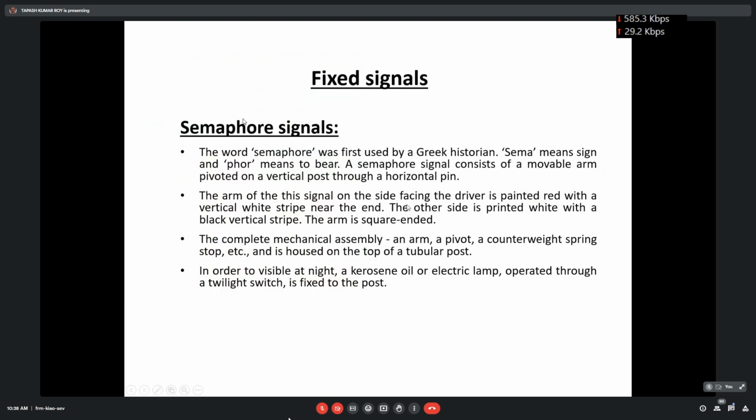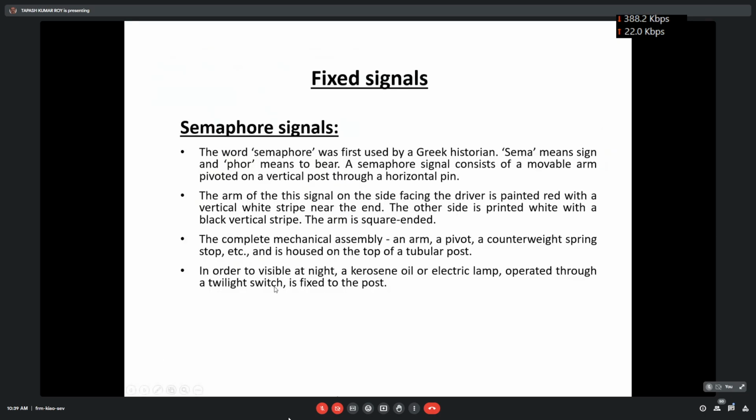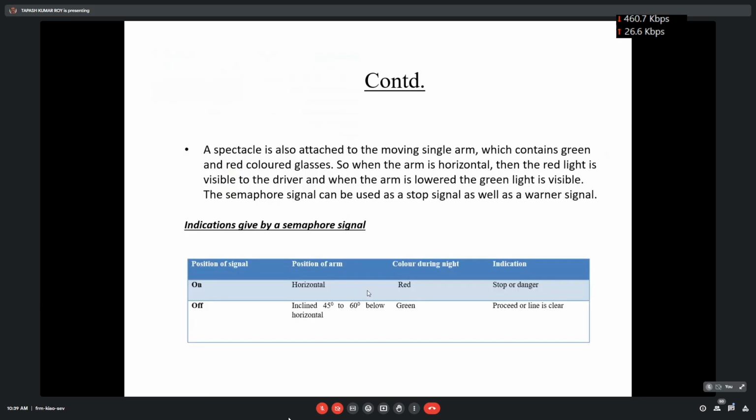So this arm of the signal, on the side facing the driver, is painted red, as I have discussed. The complete vertical assembly, arm, pivot, counterweight and spring, is housed on the top of the tubular post that you have shown here. It is operated by means of wire that goes to the room of the station master. In order to be visible at night, a kerosene oil lamp was used in earlier days; nowadays it is an electric lamp, and the light is fixed on the top. So this is the semaphore signal.